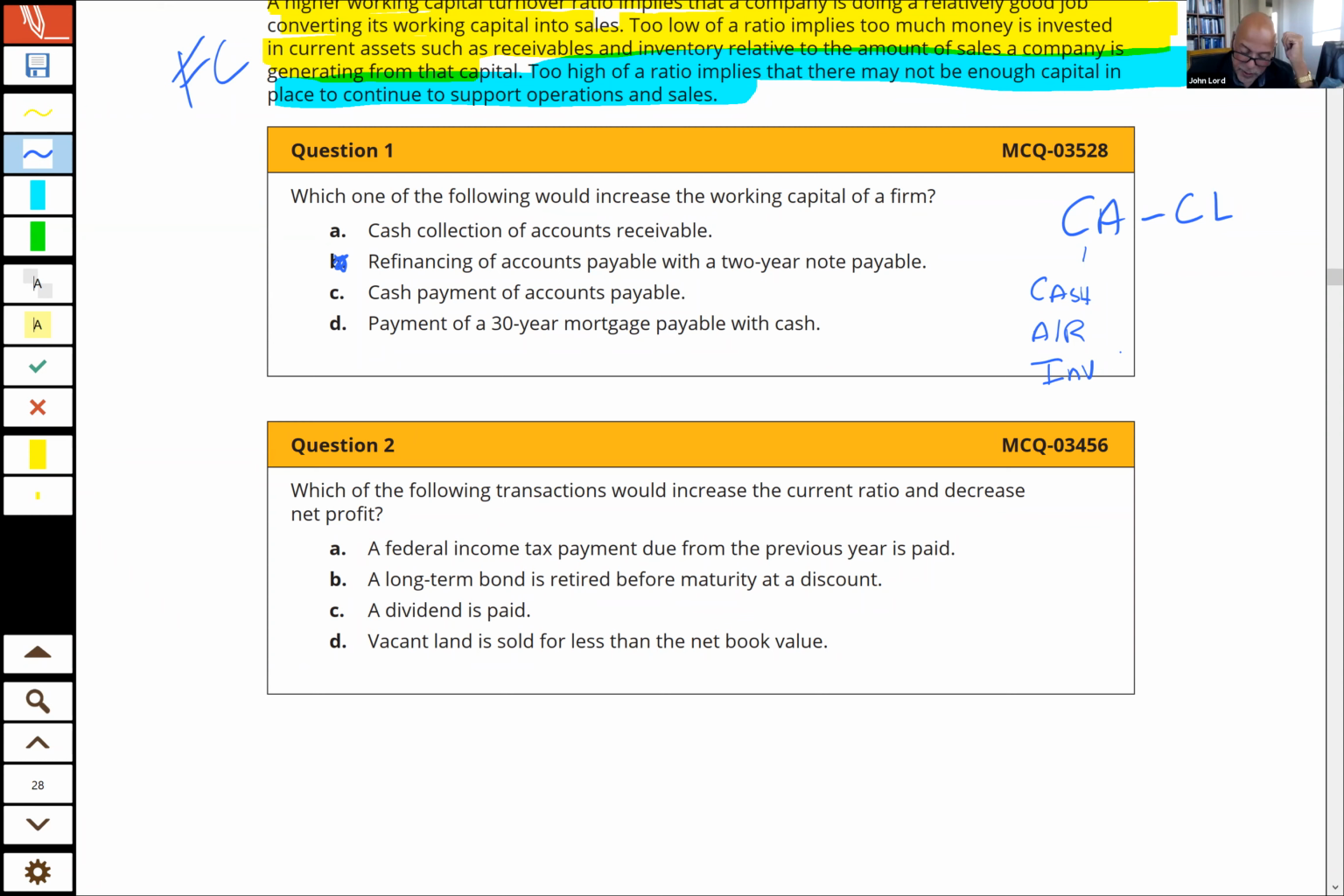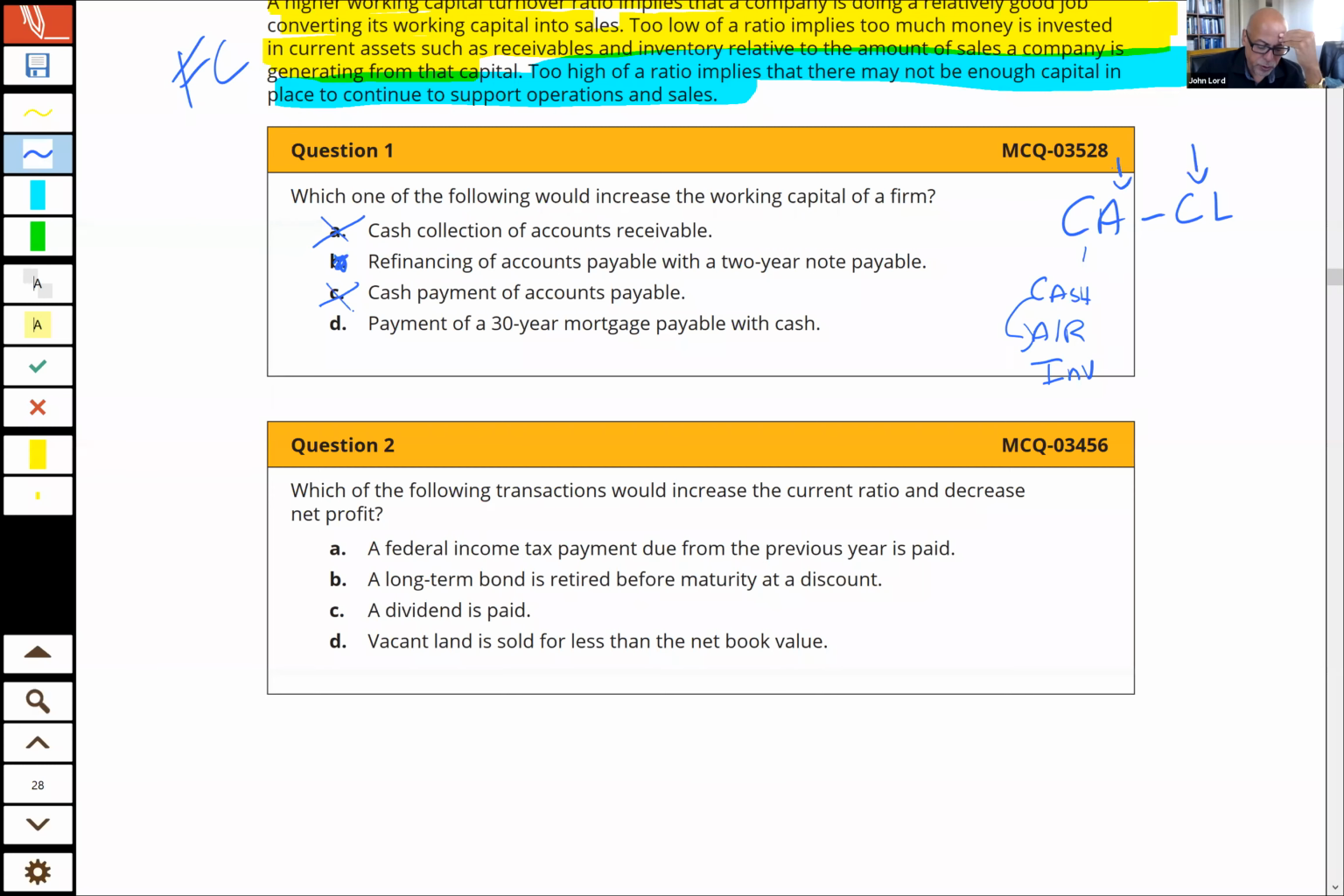Well, fixed assets, no, are not current. Okay, so we have cash, accounts receivable, inventory. So if I use cash to pay off my accounts receivable, then what's happening? I'm just replacing one current asset for another. There's no change in my working capital. Okay, so no. Cash payment of accounts payable, what happens here? Well, that means this one is coming down, and this one is coming down by the same amount, right? So the working capital is going to stay the same, isn't it? Okay, so no, that's not going to affect it.